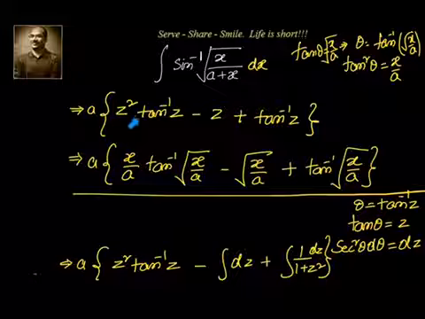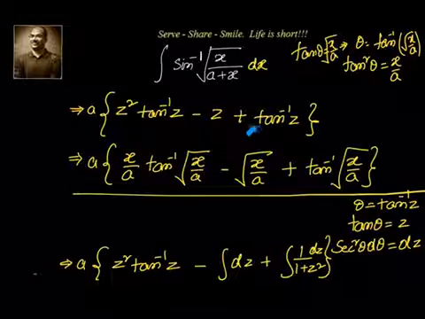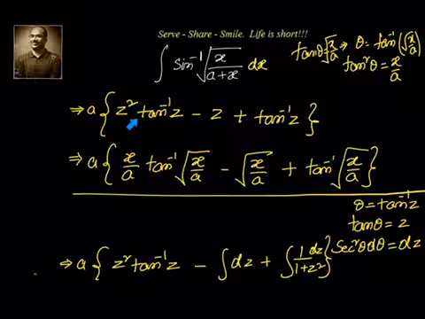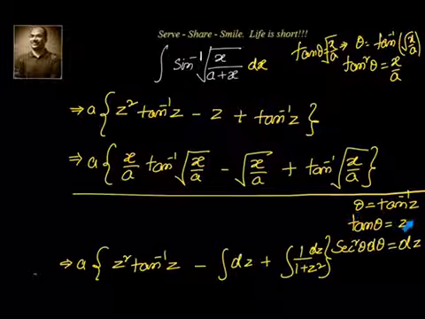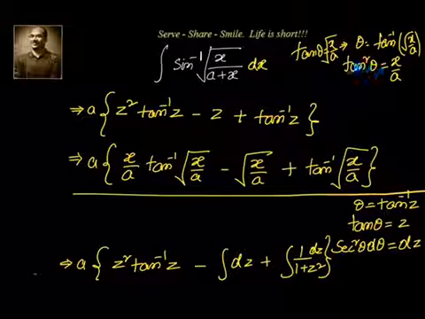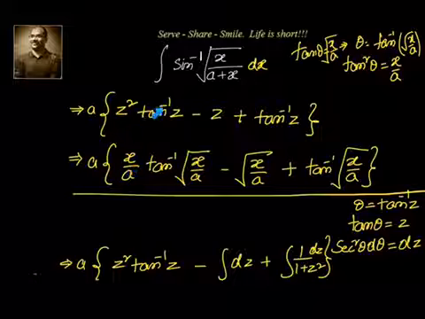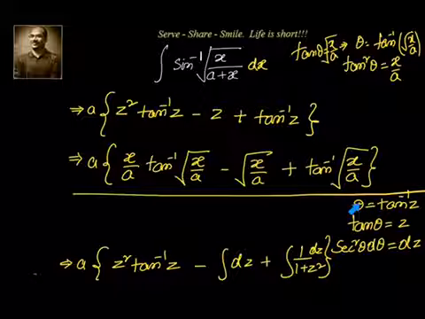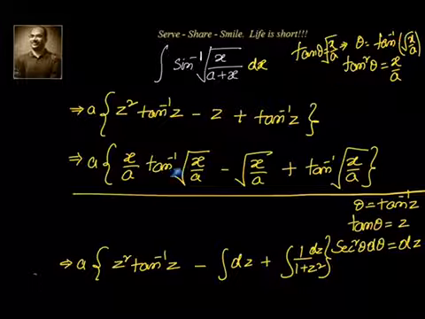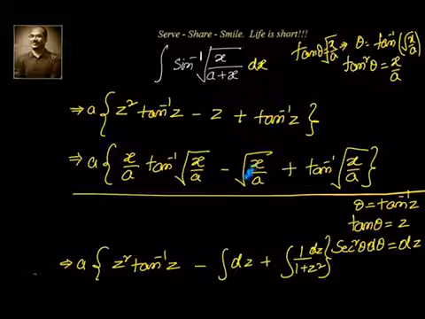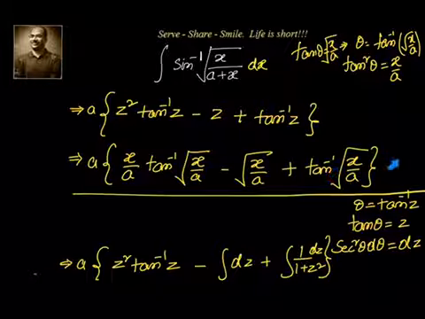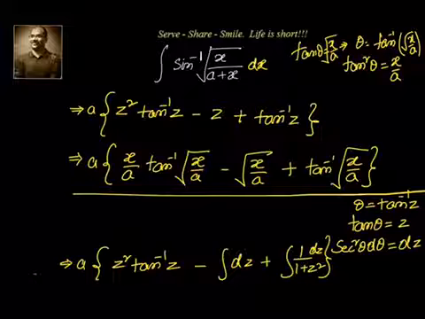So we got a into z square tan inverse z minus z plus tan inverse z. We know z square equal to tan square theta, but tan square theta is x by a, and tan inverse z equal to theta equal to tan inverse root of x by a. So the answer is a into x by a tan inverse root of x by a minus root of x by a plus tan inverse root of x by a plus c. That's what we have missed. We have to write down plus c. So that's the end of the solution.